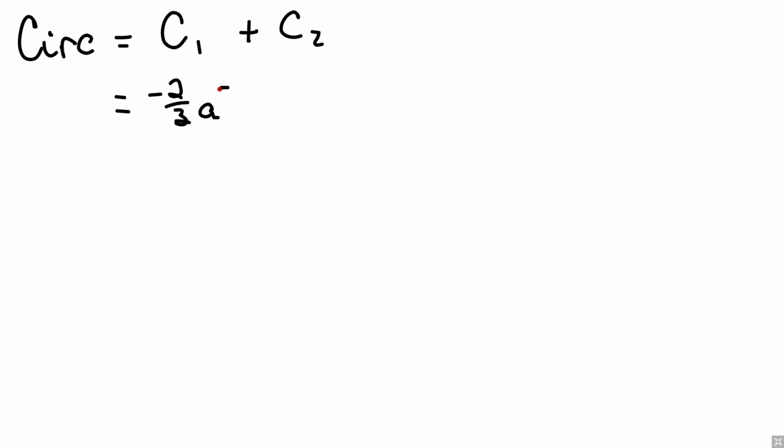Okay. So what we want to do is find the total circulation. So it's going to be the circulation from path 1 plus the circulation for path 2. So what was the circulation for path 1? Negative 2/3 a cubed. And then what was the circulation for path 2? 2 over 3 a cubed. So we get a circulation of what? 0.